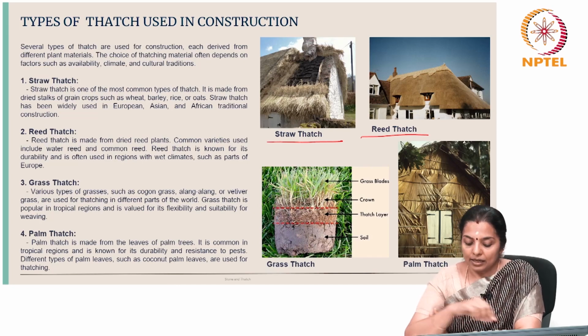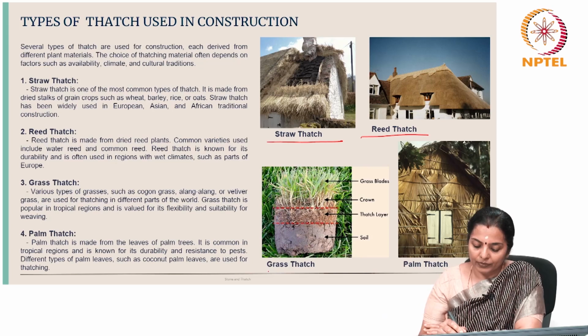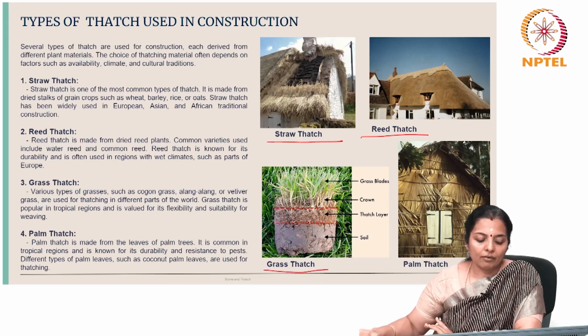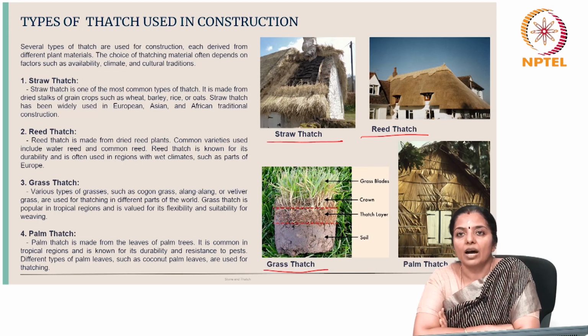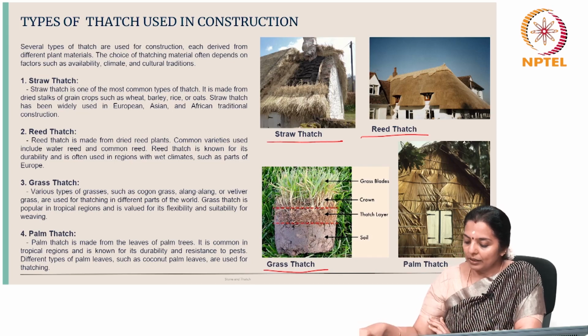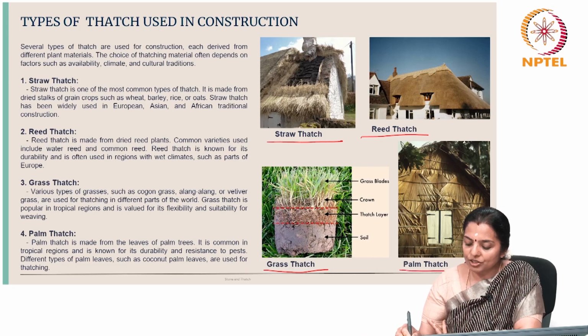Then next is the grass thatch. So, various types of grasses such as kogon grass, alang alang, or vetiver grass are used for thatching in different parts of the world. Grass thatch is popular in tropical regions and is valued for its flexibility and suitability for weaving.